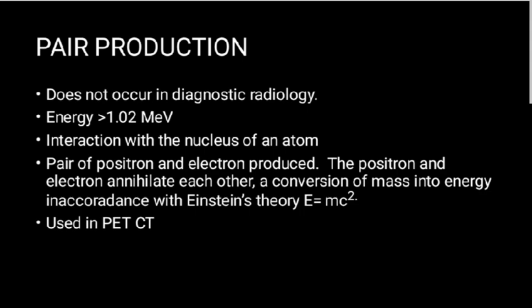Then we have pair production. It does not occur in diagnostic radiology, and it requires energy of at least 1.02 MeV. In the interaction with the nucleus of an atom, a pair of positron and electron is produced. The positron and electron will annihilate each other and a conversion of mass into energy will happen, that is E equals mc squared. It is mostly used in PET-CT.